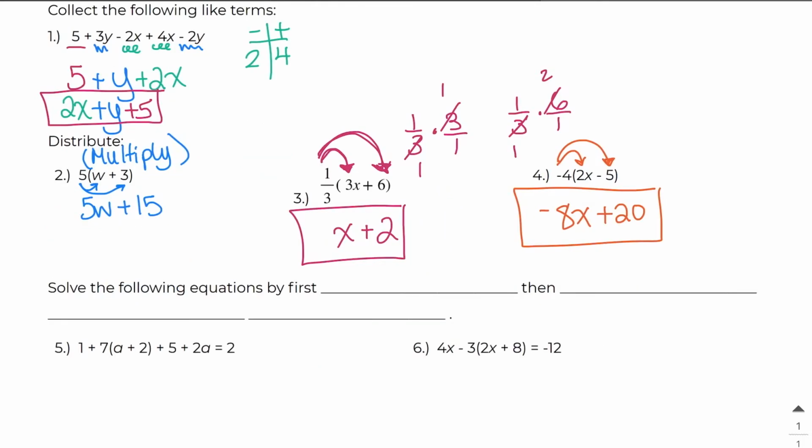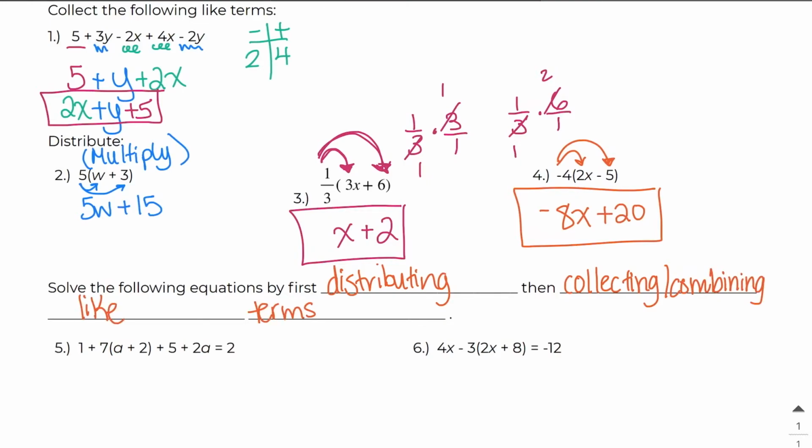All right, so now let's apply this information. So solve the following equations by first distributing, then collecting or combining like terms. So for example, in our first example here, we have this 1. There's nothing I can do with this 1 at this point in time, so I'm just going to copy that 1 down. But I do have this 7a that needs to get distributed to the a and to the 2.